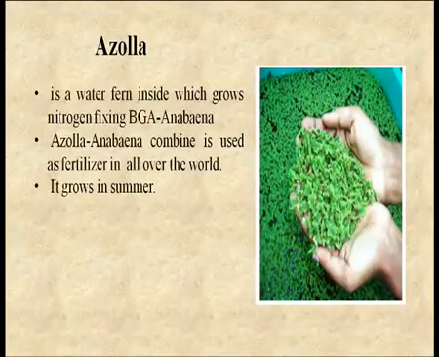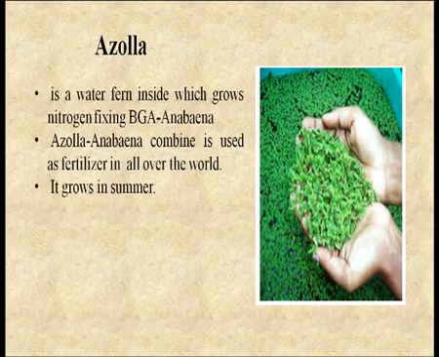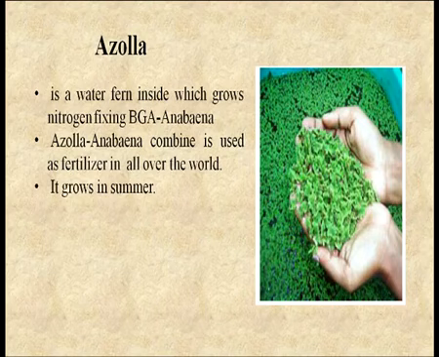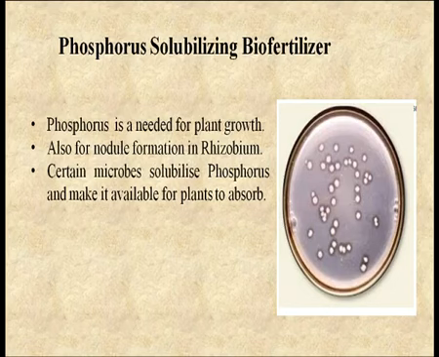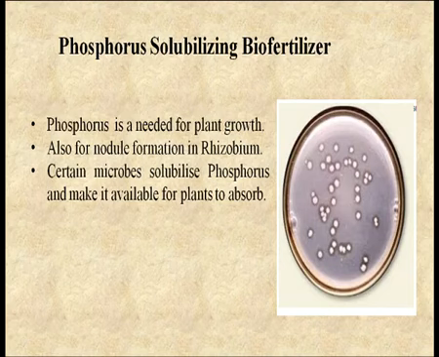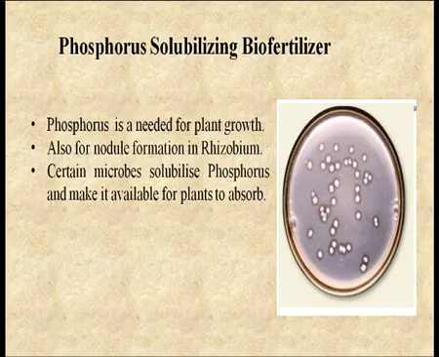Next is Azolla. It is a water fern inside which grows nitrogen fixing BGA Anabaena. Azolla Anabaena combined is used as fertilizer all over the world. It grows in summer. Next is phosphorus solubilizing biofertilizers. Phosphorus is needed for plant growth, also for nodule formation in Rhizobium. Certain microbes solubilize phosphorus and make it available for plants to absorb.